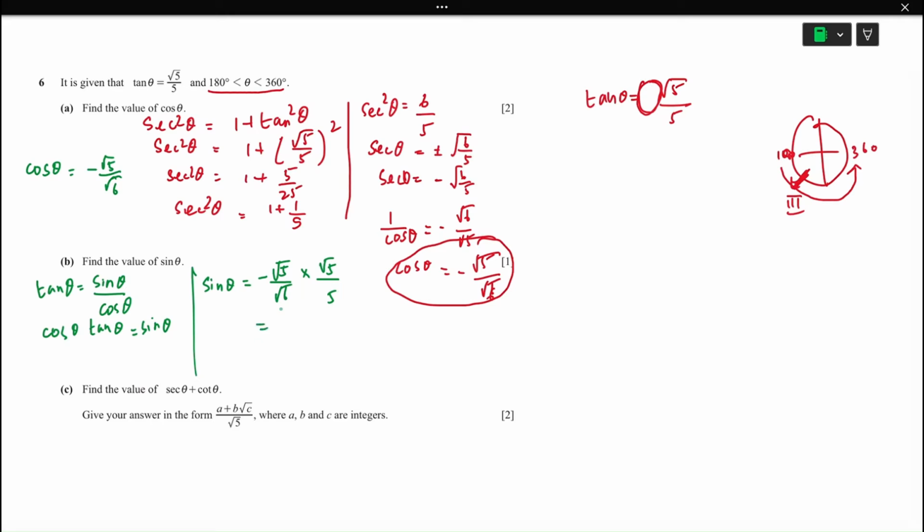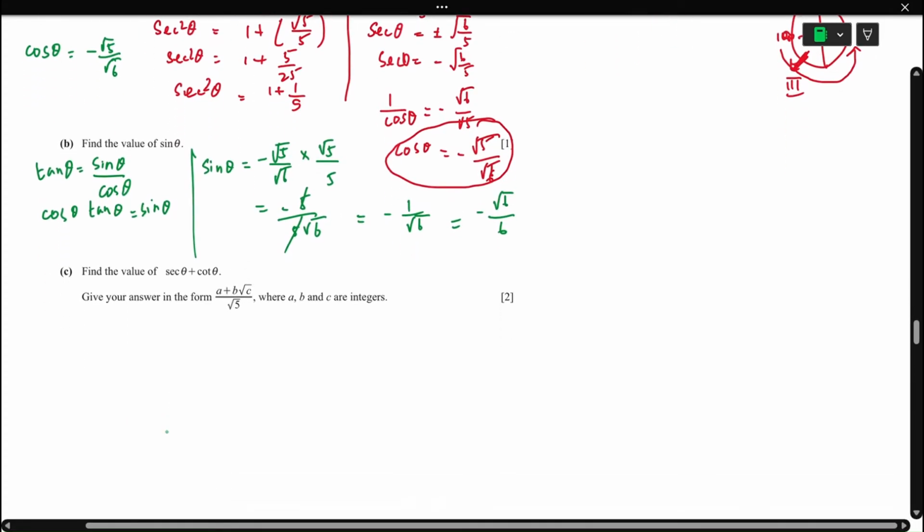So numerator root 5 times root 5 becomes negative 5 over 5 root 6. Here 5 got cancelled, then negative 1 by root 6. We can leave the answer, otherwise we can rationalize the denominator. So I'm multiplying square root of 6 in numerator and denominator, which is going to be negative root 6 over 6. This is my sin theta.